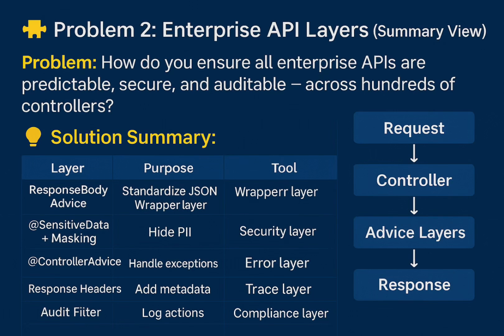Final recap. Problem statement, summary view: how do you ensure all enterprise APIs are predictable, secure, and auditable across hundreds of controllers? Solution summary table: before any API response reaches the client, it passes through five checks: consistency, security, stability, traceability, and compliance. That's exactly how senior engineers design robust systems in banking and enterprise-grade domains.